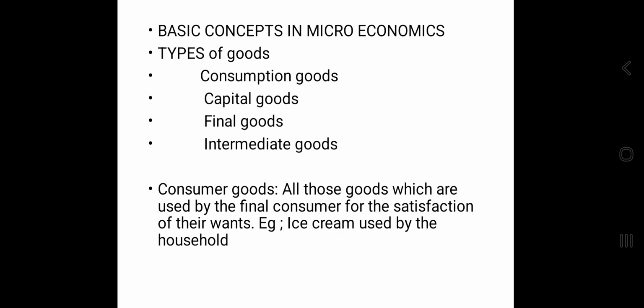Then basic concepts in macroeconomics: consumer goods, or consumption goods, capital goods or producer goods, final goods, intermediate goods. Consumer goods means all those goods which are used by the final consumer for the satisfaction of their wants. Example, ice cream used by the household.